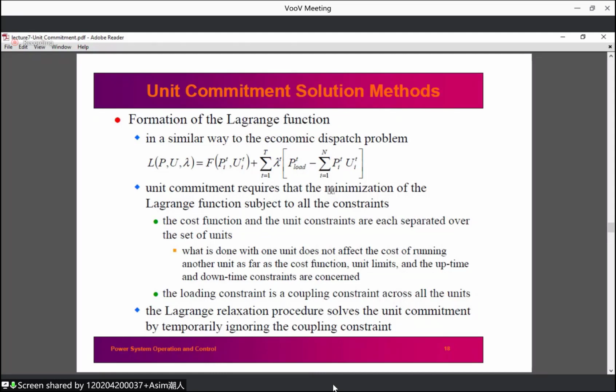From this equation, we can get different values. Unit commitment requires the minimization of the Lagrangian function subject to all the constraints. The cost function and the unit constraints are each separable over the set of units.